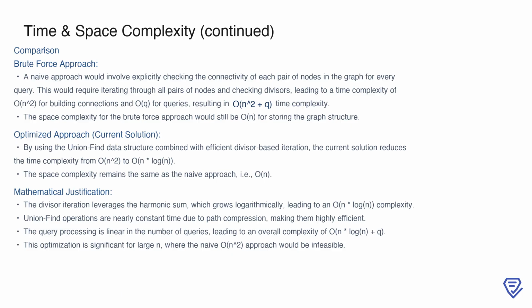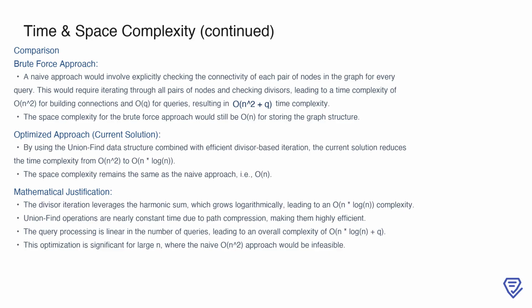Lastly, let's compare this optimized approach with the brute force method. A naive solution would involve explicitly checking the connectivity of all pairs of nodes for each query. This would require iterating through all pairs to build connections, resulting in a time complexity of n squared for constructing the graph and q for processing the queries, giving a total time complexity of n squared plus q. The space complexity of the brute force approach would still be n, due to storage requirements for the graph structure.